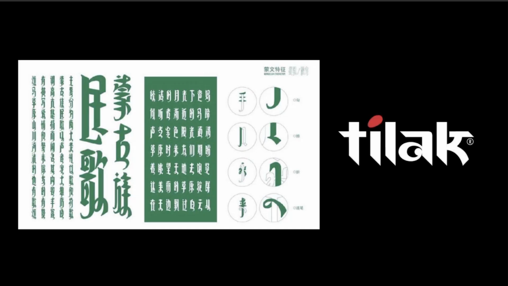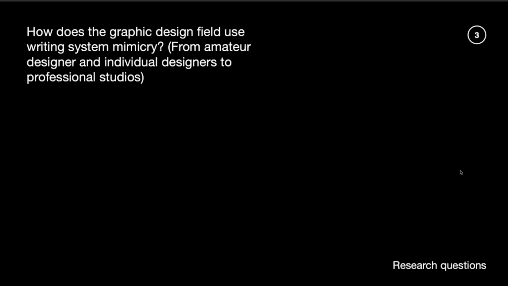And here are some other examples of mimicries. This one is Chinese mimicry of Mongolian letters, and this one is the logo mark from an outdoor brand in Czech selling outdoor tools. So during the study, I was talking with these designers. How did they design these mimicries? How did they operate?